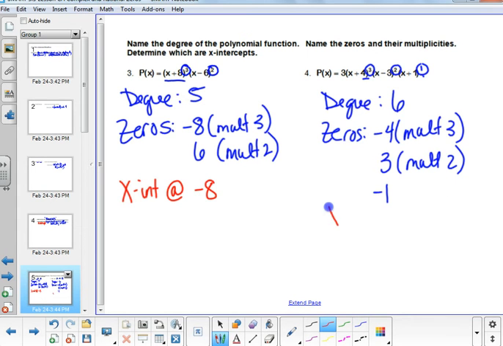So the last part of the question, which of these are x-intercepts? Only those with odd multiplicity. So -1 is also one of them. So x-intercepts at -4 and at -1.